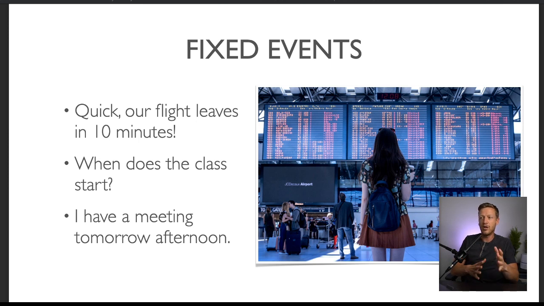So let's look at the other two examples. First one is a question. When does the class start? Teacher, when does the class start? We're talking about a future event, but we're using the present simple. And the next one, I have a meeting tomorrow afternoon. So again, we're using the present simple to talk about an event in the future.